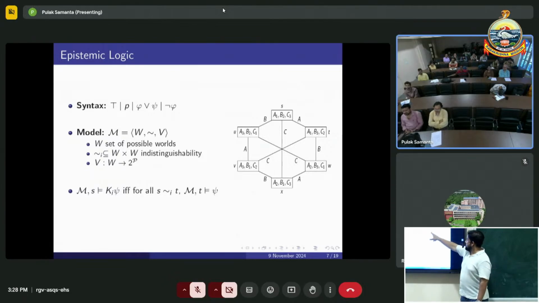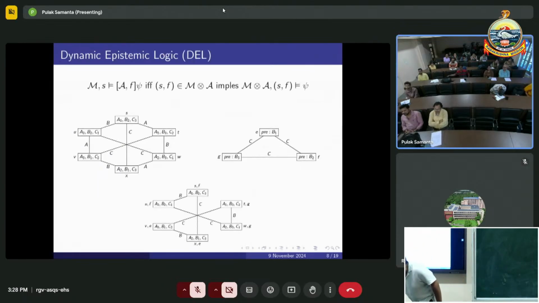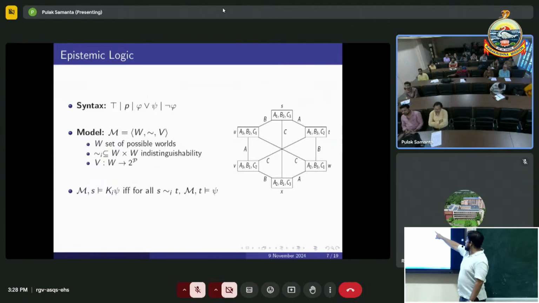And this relation is the equivalence indistinguishability relation, which is telling that, since B has card 2, B cannot distinguish among the scenario where A has card 1 and C has card 3, or A has card 3 and C has card 1. Okay? And these are all the possibilities that can work.